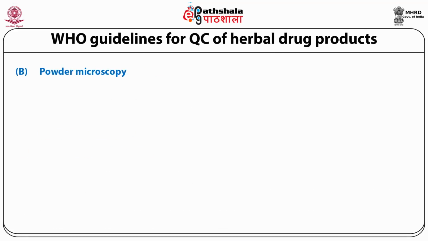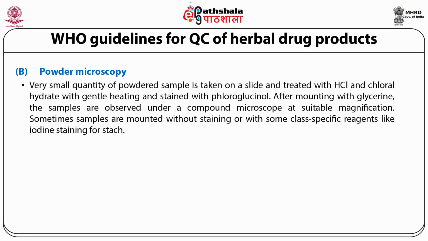Powder microscopy is another parameter with respect to botanical evaluation. Very small quantities of powder samples are observed under a microscope after simple preparation steps, and the various features are observed for authenticating the material that has been included in the herbal formulation. Sometimes samples are mounted with staining with some class specific reagents, like use of iodine for the location of starch.